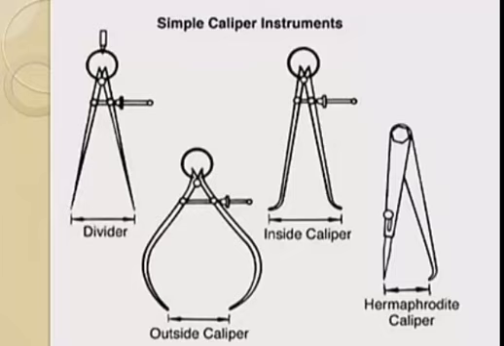One way to improve your measurement is to have contact with your reference point and your measured point. One way to have contact with those points is to use a simple caliper instrument. Here you see examples of these instruments. You have the divider, the outside caliper, the inside caliper and the hermaphrodite caliper, which has one side for outside and one side for inside.